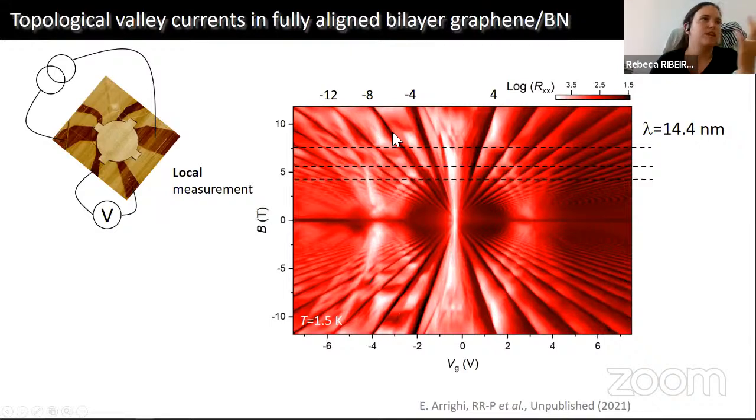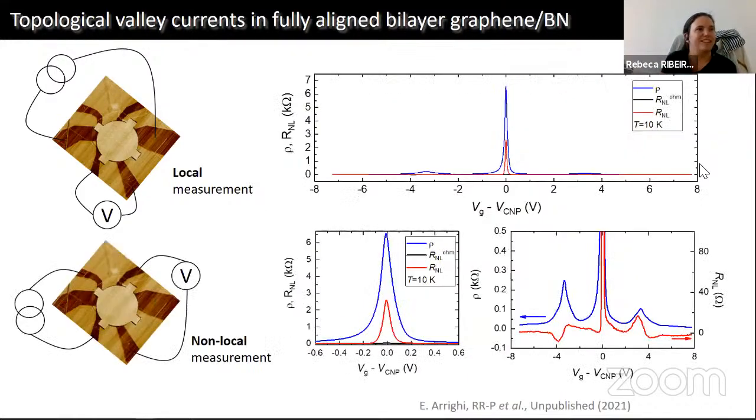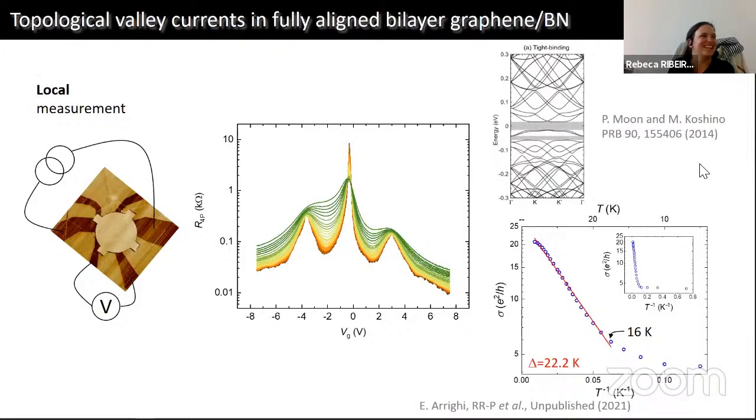We can see, of course, that this is an aligned system. We can see Hofstadter butterfly effects, where we have the replicas of the Landau fans at the two sides of the main Landau fan interfering with each other. And from these Brown-Zak oscillations, we extract this gap, which goes very well with the calculation of just taking the density where the satellite peak appears. So now, okay, this seems to be what we are looking for. So let's see what happens. Sorry, I went in the opposite direction.